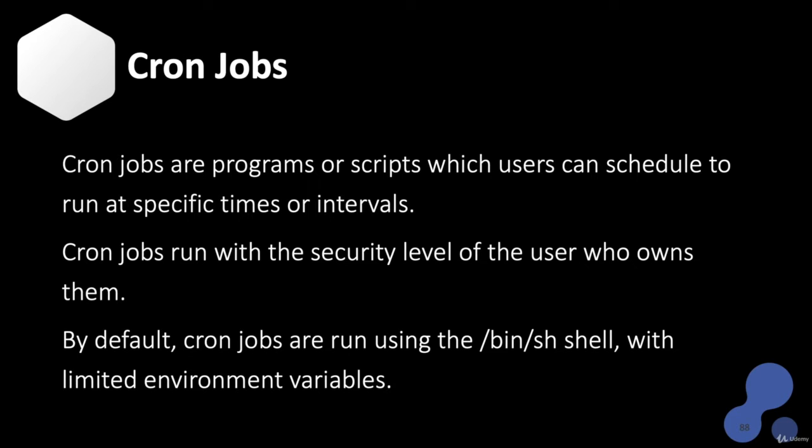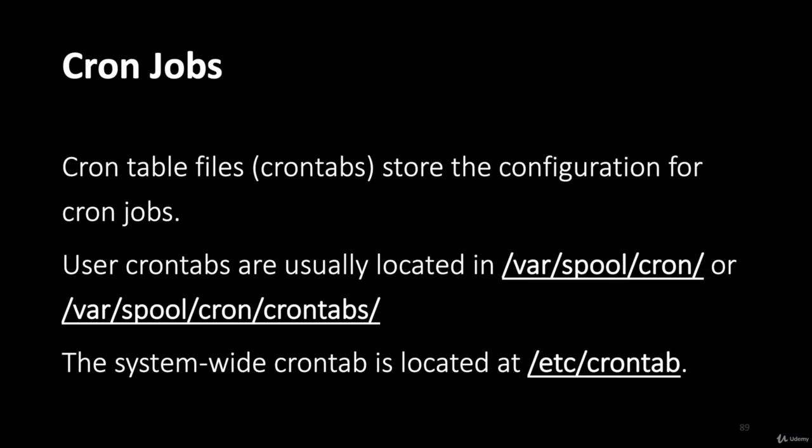By default, cron jobs are run using the /bin/sh shell with limited environment variables. Cron table files, crontabs, store the configuration for cron jobs. User crontabs are usually located in /var/spool/cron or /var/spool/cron/crontabs. The system-wide crontab is located at /etc/crontab.